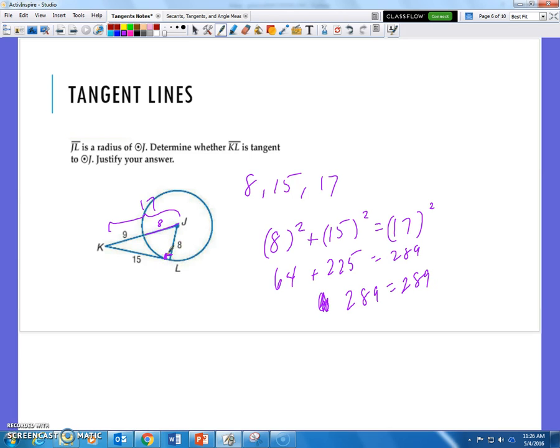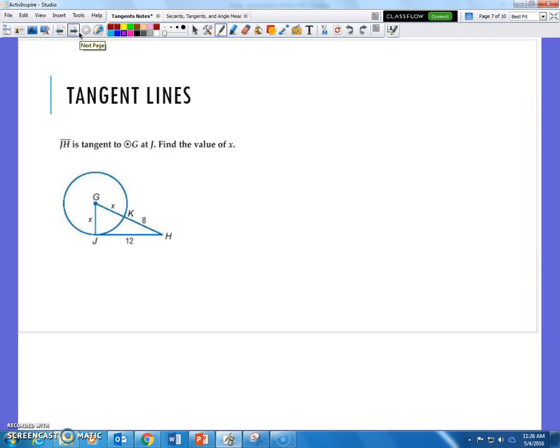All right, take a look at another one here. It's kind of like the other way of thinking about it. It says JH is tangent to circle G at J. Find the value of X. So using this information, it is tangent. I know for sure that the radius to the tangent line makes a 90-degree angle with the JH. So I'm going to go ahead and draw that 90-degree angle in. And that's really the only difference there.